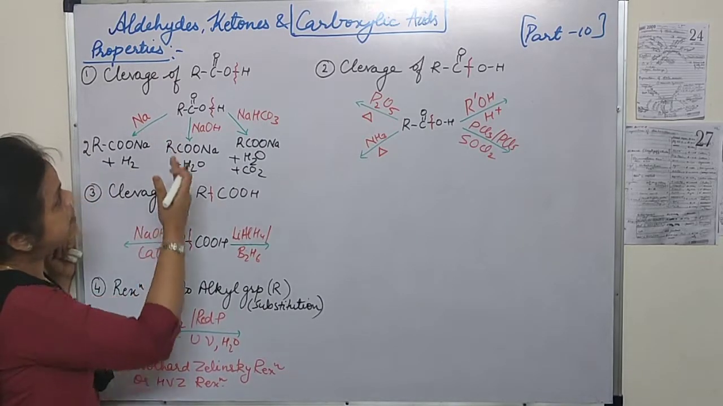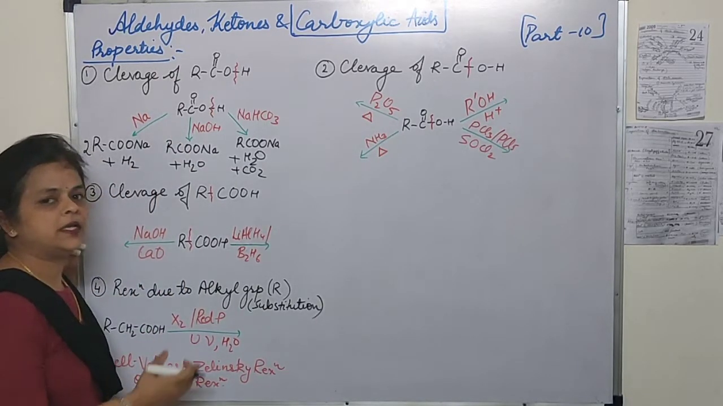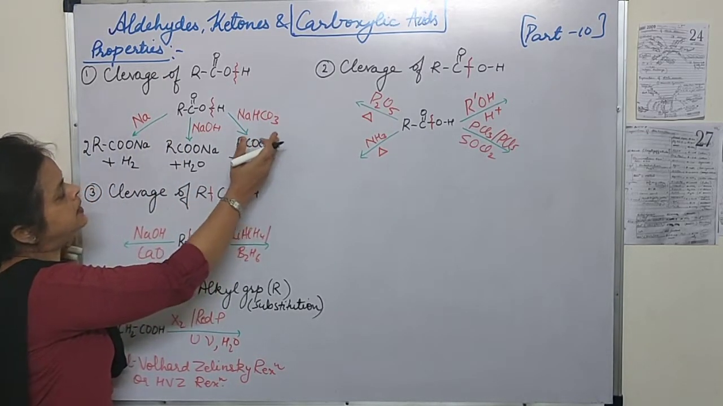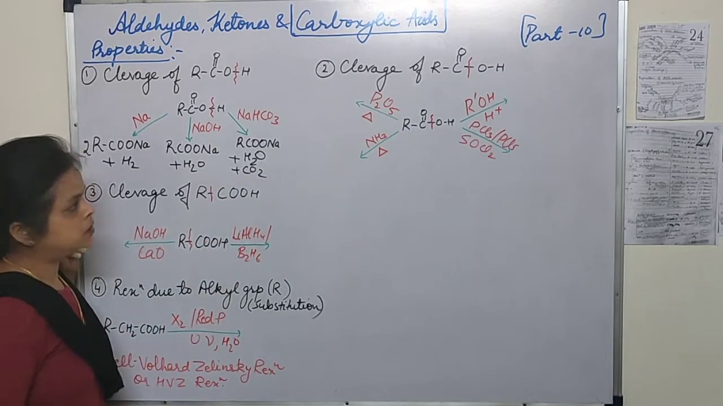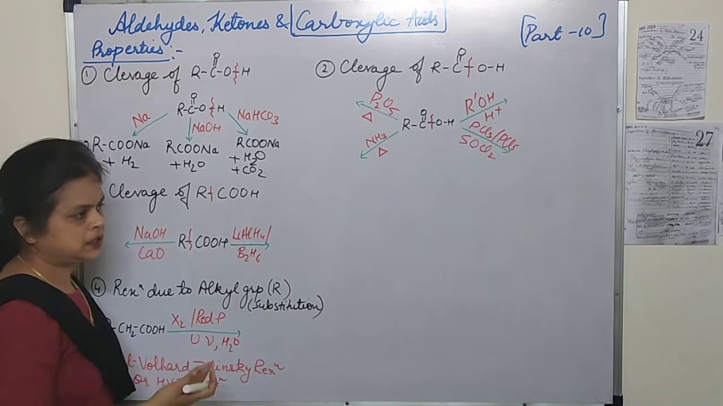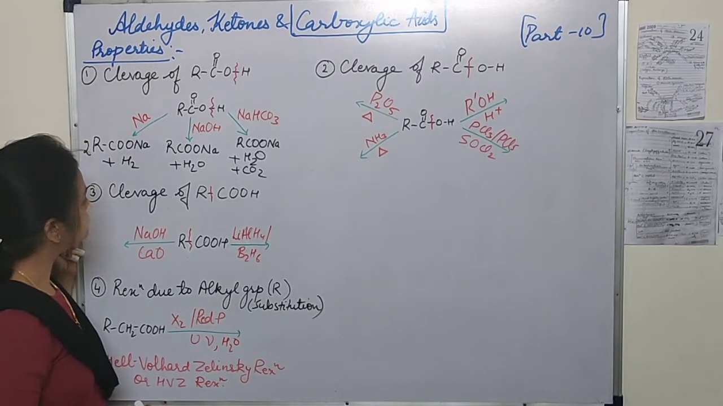So here we have seen that carboxylic acids, when combined with sodium metal, NaOH or sodium bicarbonate, form the corresponding sodium salt. Now we will discuss the acidic nature in detail in the next section.